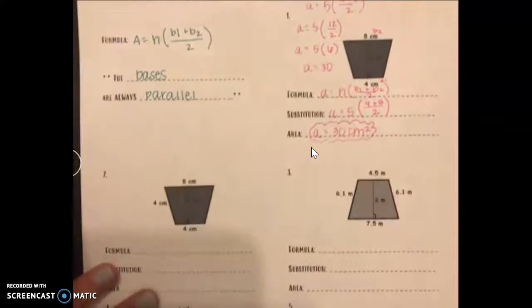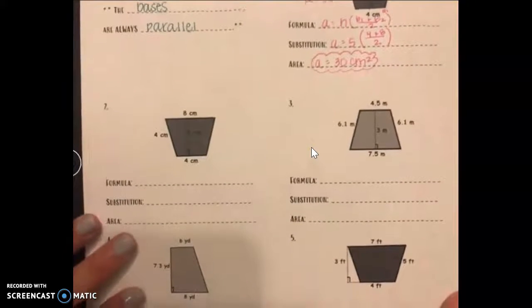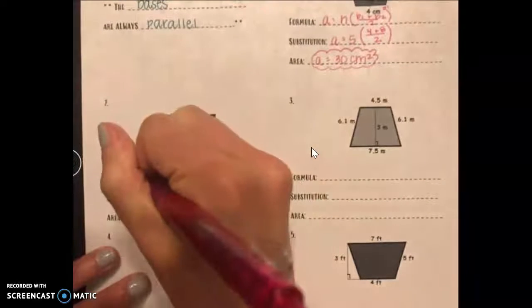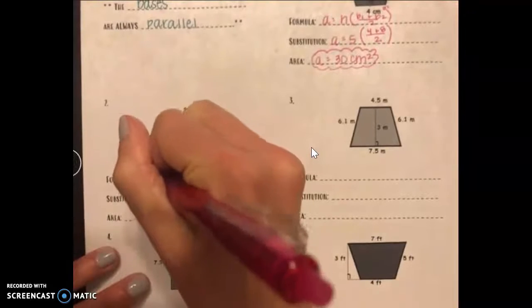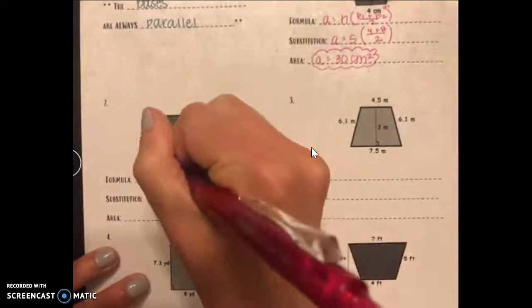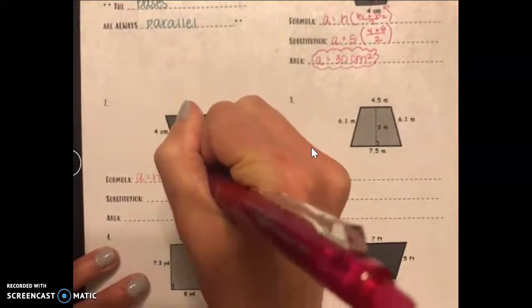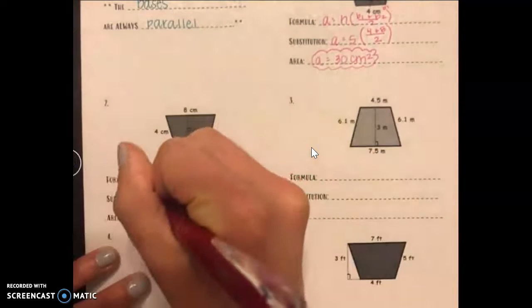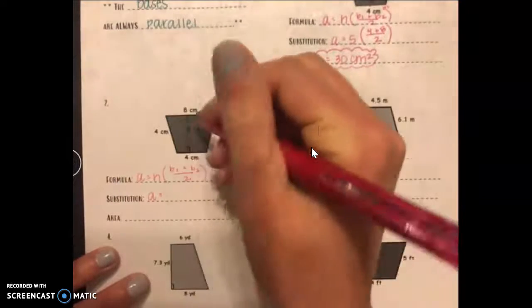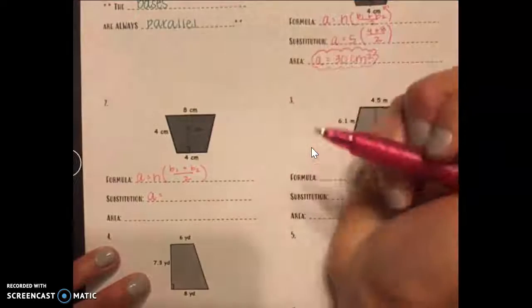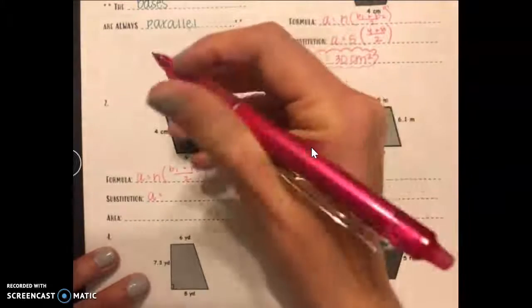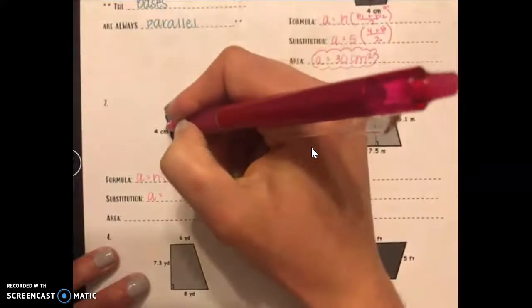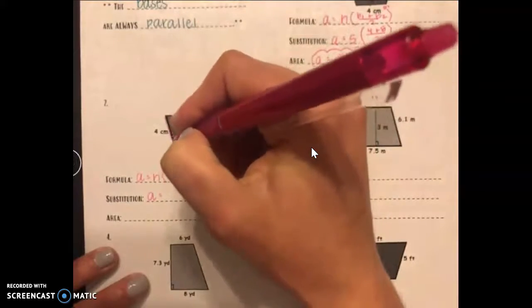Okay, and let's try a couple more. All right, so for number 2, again, the formula, same thing. Area equals, remember we have to write it every time, height times base 1 plus base 2 all over 2. So when we substitute it in, our area equals the height. All right, guys, so let's look very carefully at this one, okay? All right, the height. Am I going to use my 4 here?